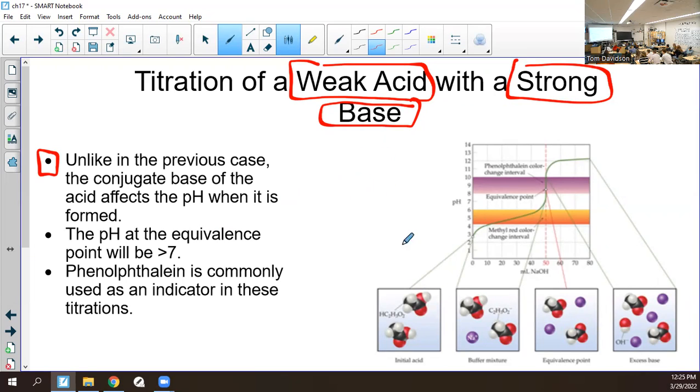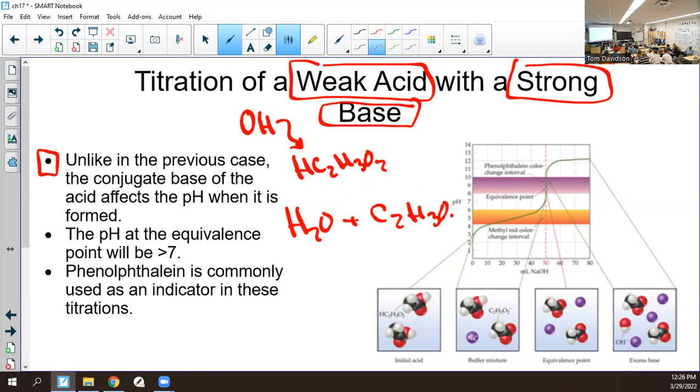All right, so the example here they have HC2H3O2, and I neutralize it with OH minus. All right, and that kicks off the H to make water, and C2H3O2 minus. And this is the conjugate base of a weak acid.